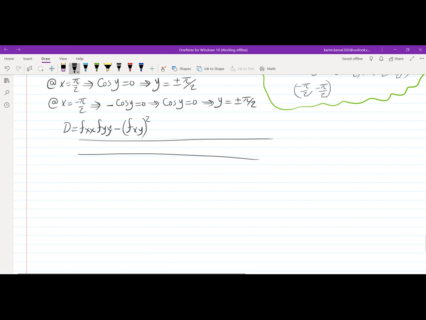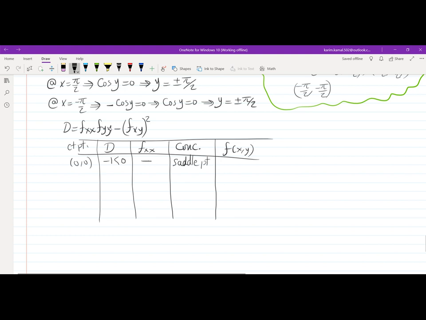Critical points, the d-value, fxx, the conclusion or the type of the point, and the value of the function. First of all, at 0 and 0, if you substitute in d, you will get that d will be negative 1, which is less than 0. Then there is no need to evaluate this. It will be a saddle point, and the value of the function will be 0.